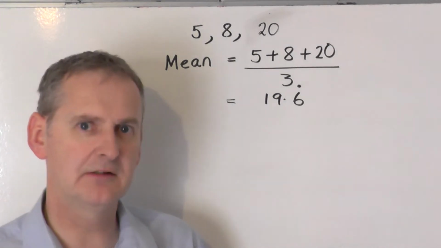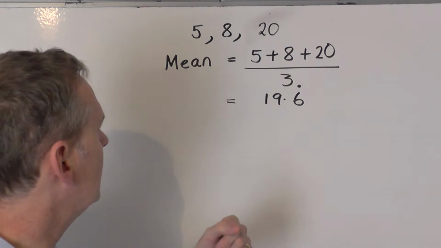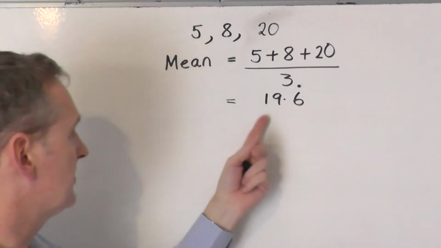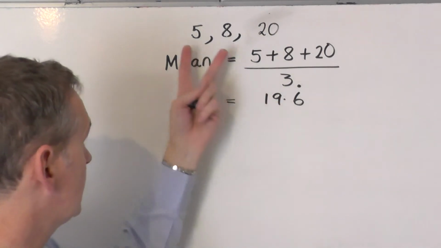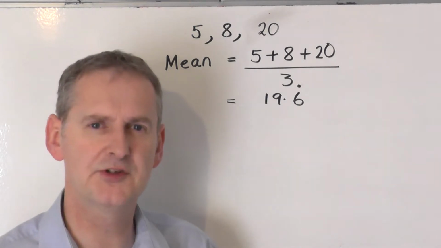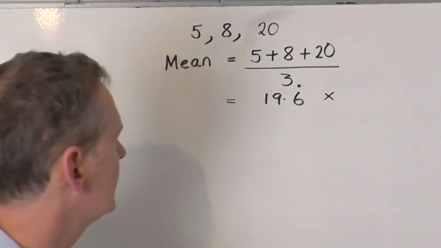Now that is totally the wrong answer. I mean, the three numbers are 5, 8 and 20, and they've come up with an answer that the mean average is almost as big as the biggest of the three numbers, and there's two much smaller ones there, so quite obviously from common sense it can't possibly be the right answer. So what is going on to give that wrong answer?